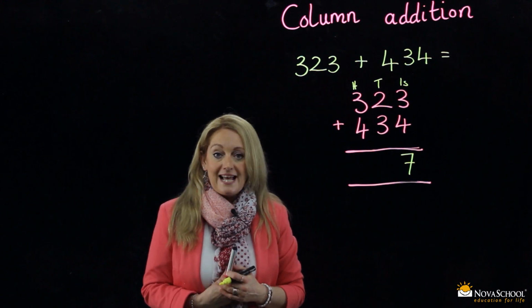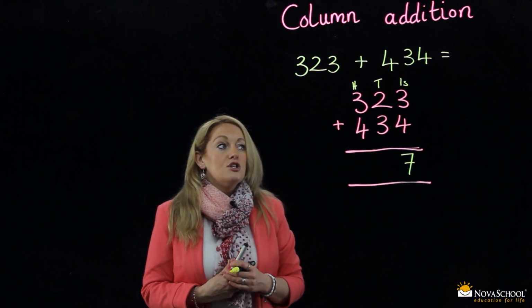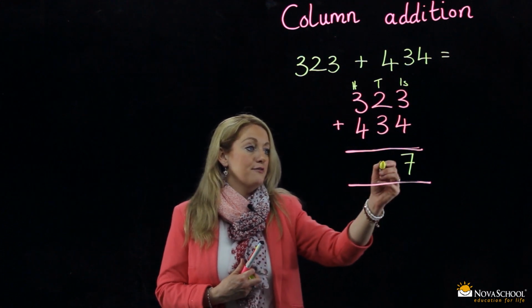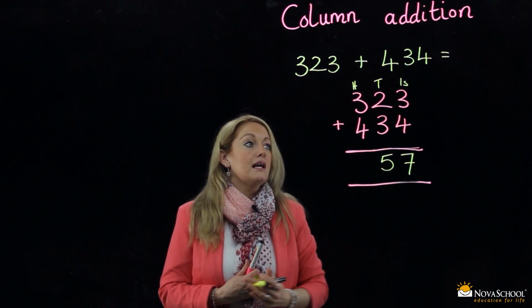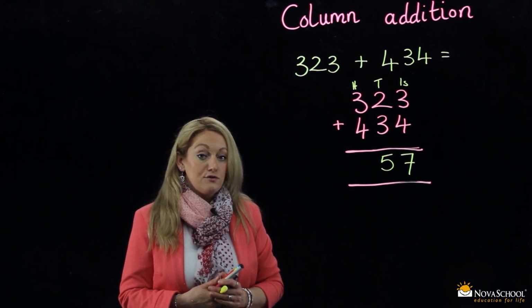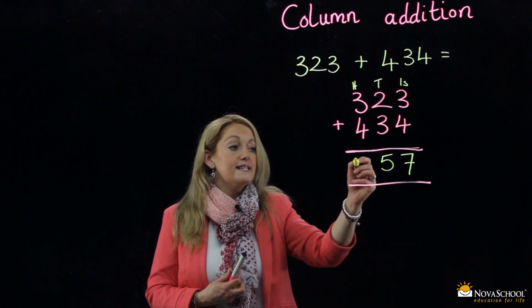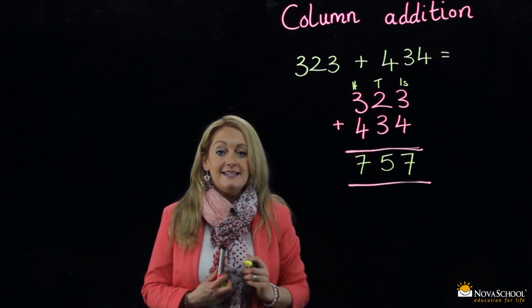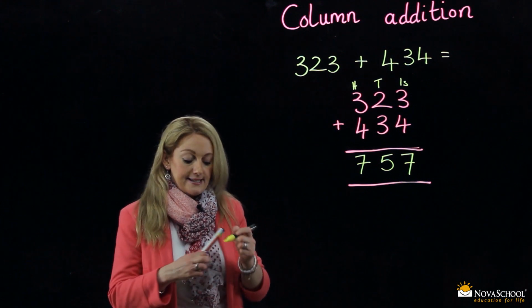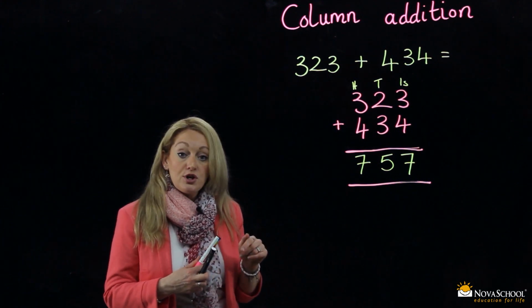We move on to the tens column. Are you ready? 2 add 3. 5. Then we move to the hundreds column and we add 3, add 4. 3 and 4 is 7. Our final answer, 757.